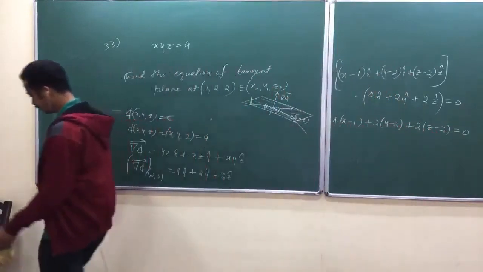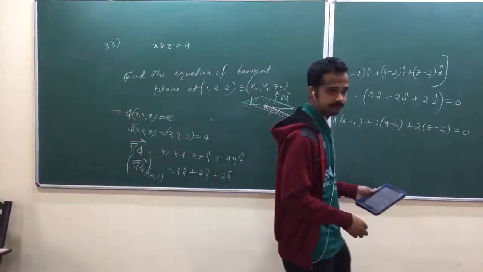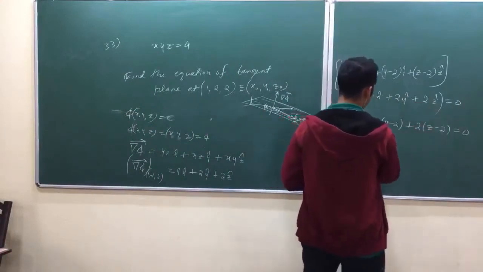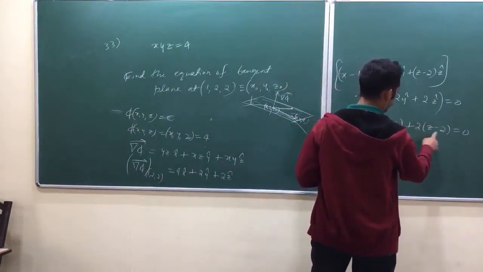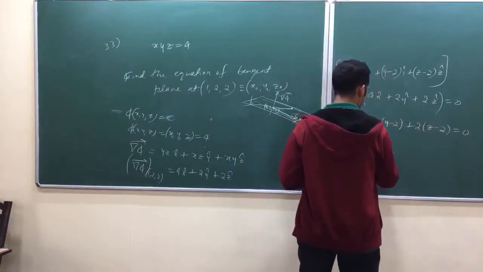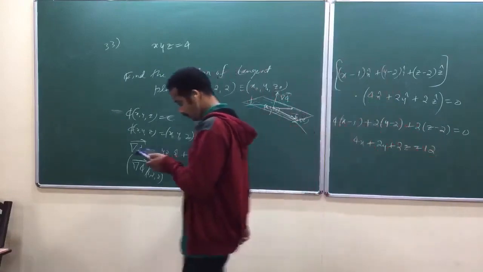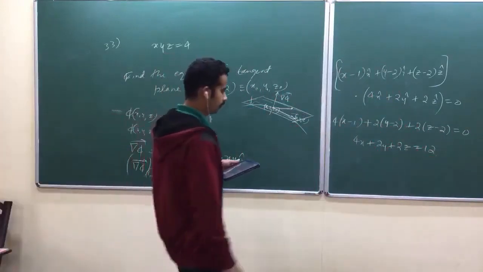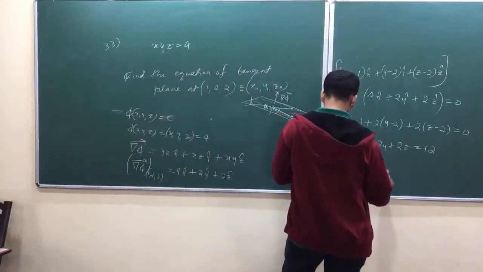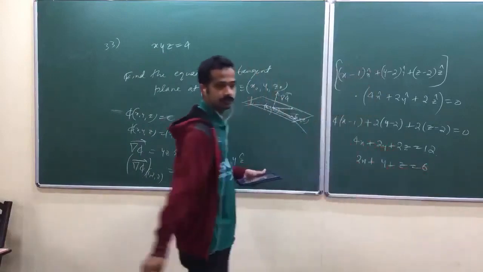Quickly, you have to see the options now. He has taken the constants to that side, 4 plus 4 plus 4, 12. So 4x plus 2y plus 2z is equal to 12. Check it out. Divide by 2: 2x plus y plus z is equal to 6. Yeah, that's the last option.